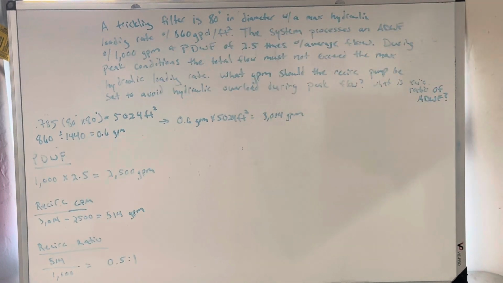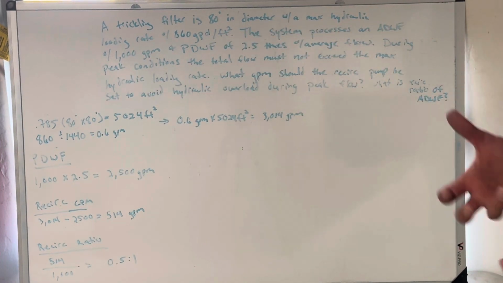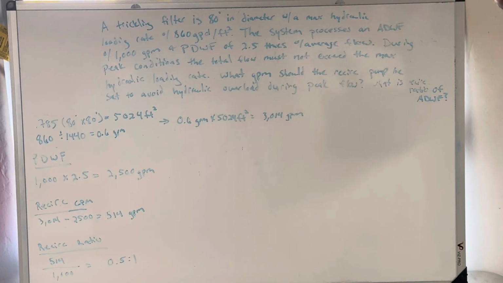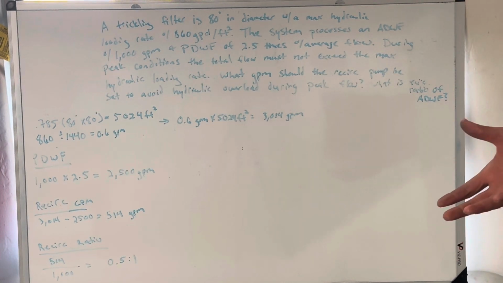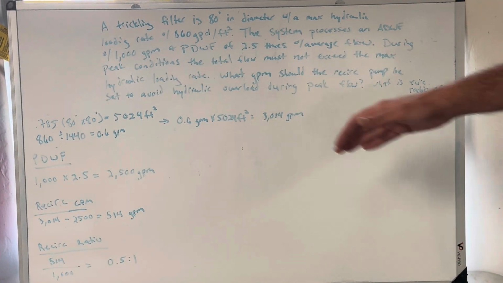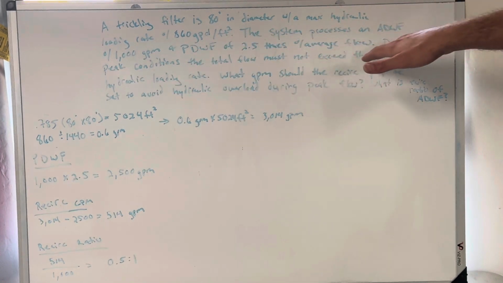PDWF is peak dry weather flow, meaning the most that you will anticipate you could spike to in terms of flow, your peak demand times that don't involve rain events, okay? So peak dry weather flow is exactly what it sounds like, and average dry weather flow is exactly what it sounds like, okay? This is typical, this is extreme.